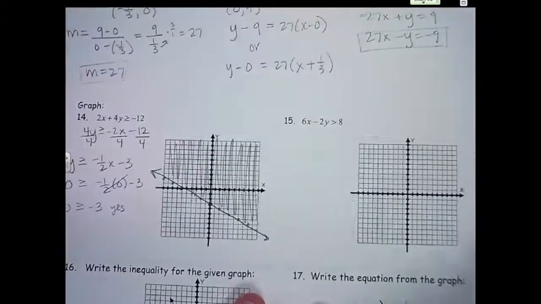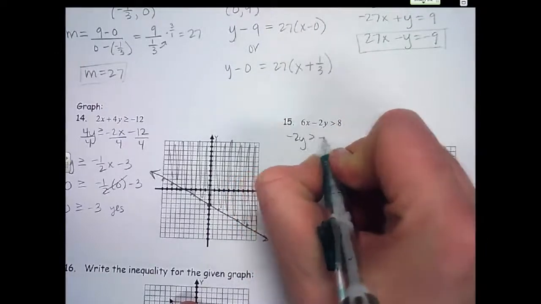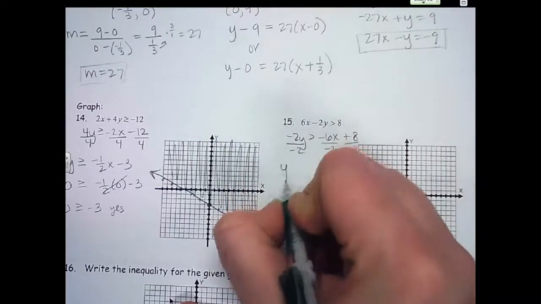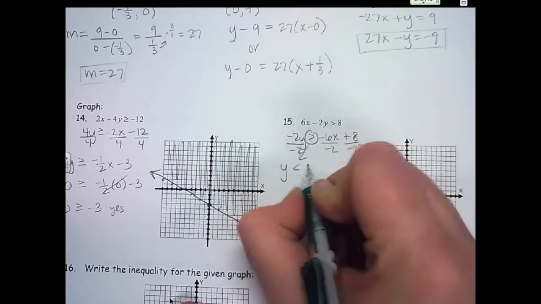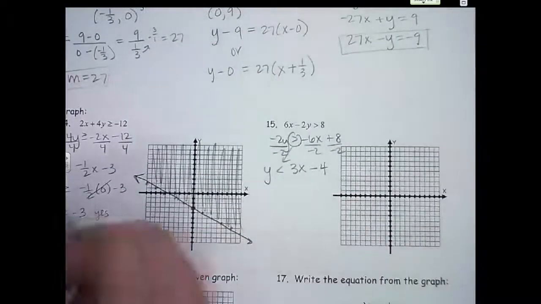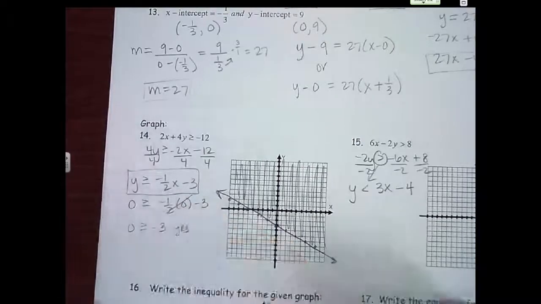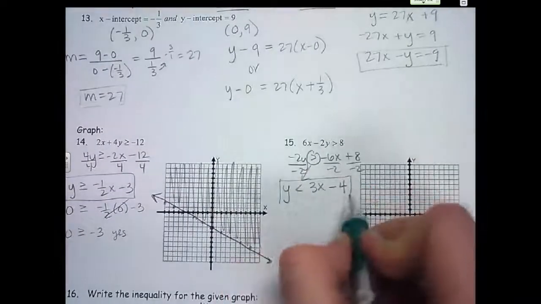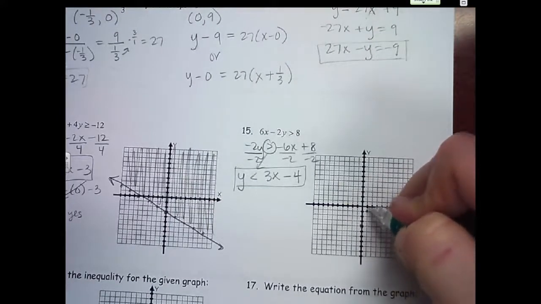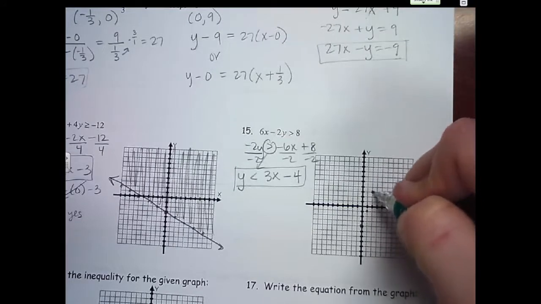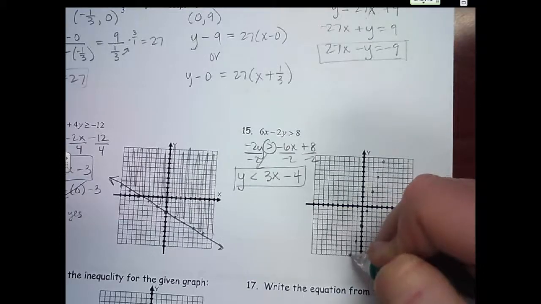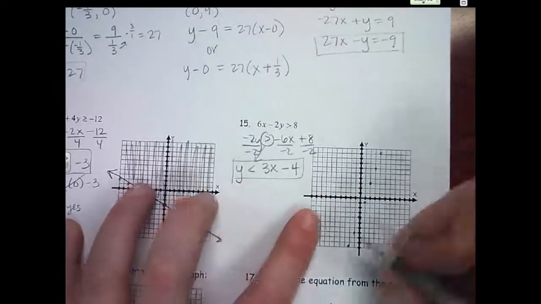Number 15, let's solve for y. So subtract the 6x over, divide by negative 2. So y is, be careful here, flip the sign, y is less than 3x minus 4. Let me go back and box my equation here and here. So start at negative 4, up 3 over 1 is my slope. There's no equal sign under here, so this is a dashed line.